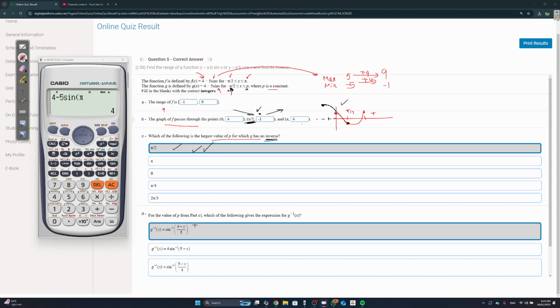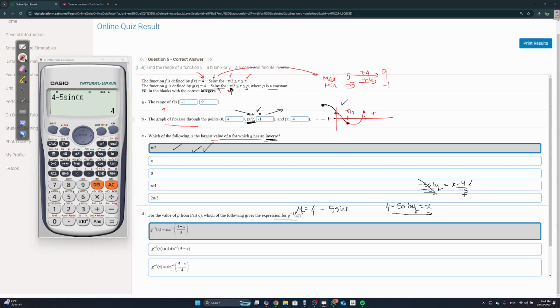From the value of p from part C, which of the following gives an expression for g inverse of x? We agreed that f of x is equal to 4 minus 5 sine x. How do we find the inverse? You interchange y and x. So 4 minus 5 sine y is equal to x. From there, you're going to get minus 5 sine y is equal to x minus 4. Divide now by minus 5, divide by minus 5. This cancels. You're going to get this, right?